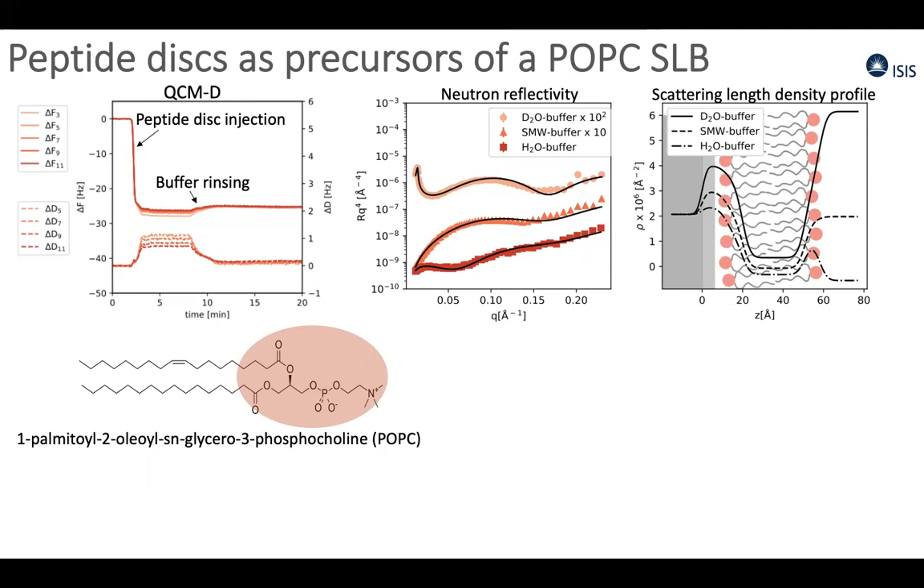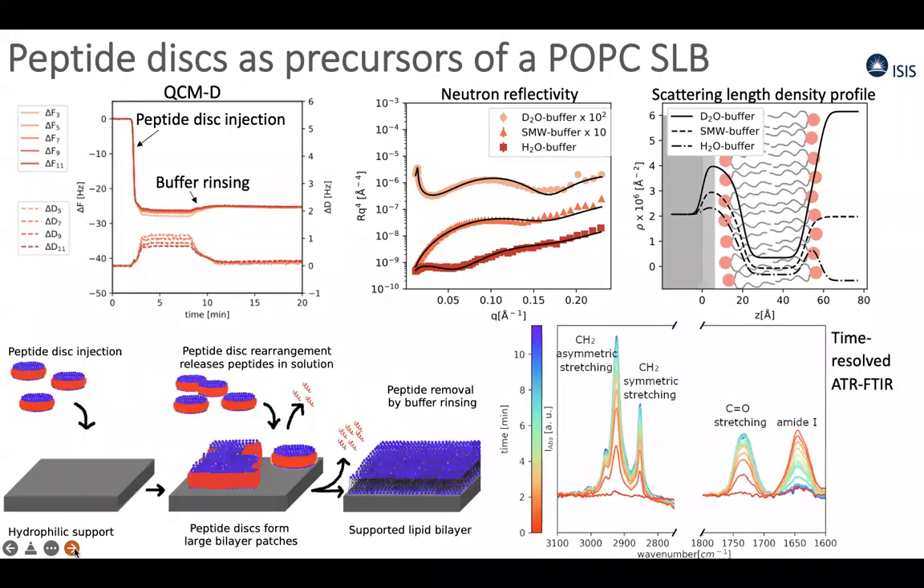However, it was only after we collected neutron reflectivity data that we could indeed confirm the successful formation of a bilayer. And here you can see the scattering length density profile. To analyze this data, we used a pretty standard approach. So we represented our system as composed of two outer layers of head groups and one inner layer of acyl chains. And the structural parameters that we obtained were in good agreement with what was expected for a POPC bilayer.